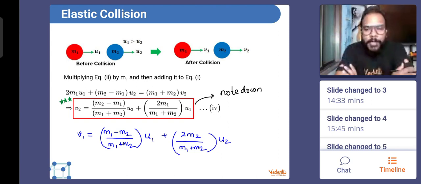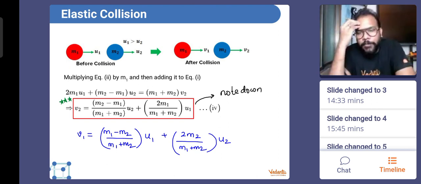Okay, is the derivation important? I would say no. Derivation is not important, especially from the JEE point of view. Not at all important.